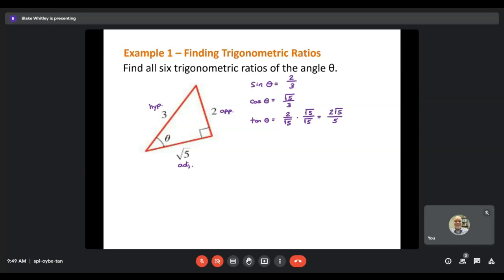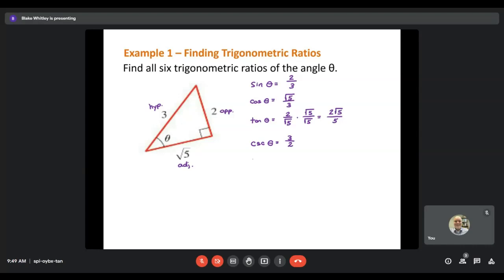And then we know the other 3 trig ratios should just be the reciprocals of each of these. So it's just a matter of keeping in mind which ones associate with the others. So sine is going to go with cosecant. So I'll do cosecant next. And cosecant is just the reciprocal of sine. So that's going to be 3 over 2.